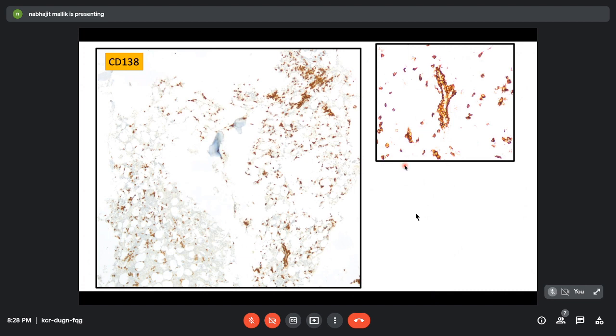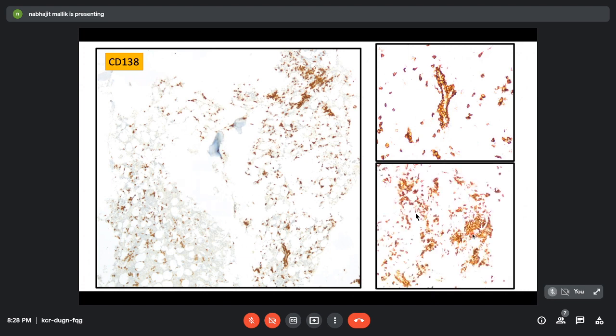That is the normal location of the plasma cells. Plasma cells in the bone marrow are accumulated around the vessels, and they form this kind of cluster. So this is not abnormal, but normal. However, some different areas in this bone marrow also showed aggregates of plasma cells.